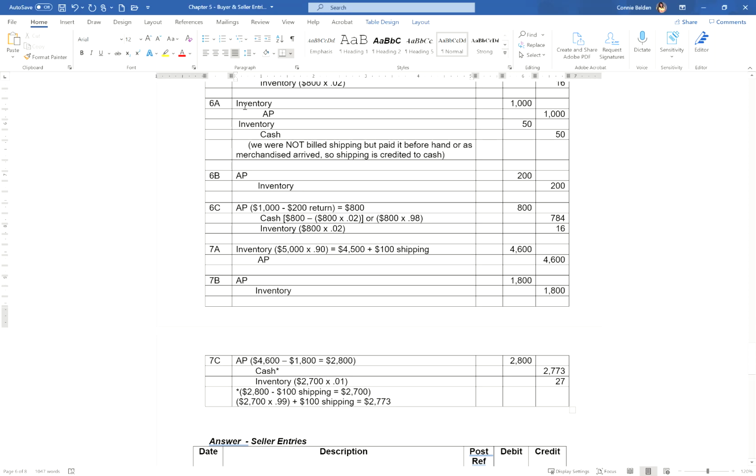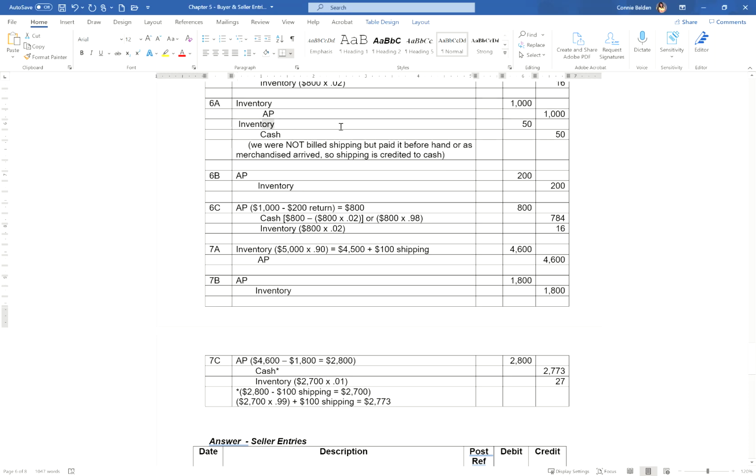Okay, so let's look at the journal entries associated with that. Since we weren't billed any shipping on this one, we will debit inventory for the merchandise of $1,000 and credit accounts payable for $1,000. Again, we don't record the discounts until we pay it off. You'll notice in every situation, we didn't record the discounts until we paid it off.